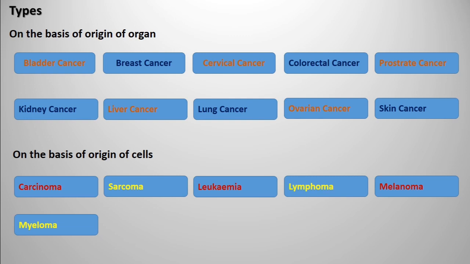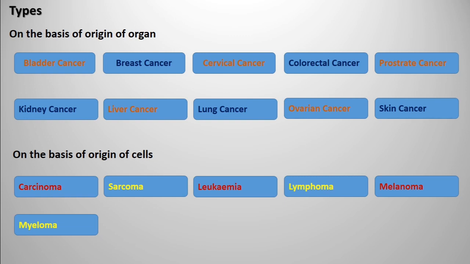On the basis of the cells of origin, cancer can be categorized into 6 parts. Carcinoma. When cancer is formed by epithelial cells, it is called carcinoma. Sarcoma. Sarcomas are cancers that form in bone and soft tissues. Leukemia.